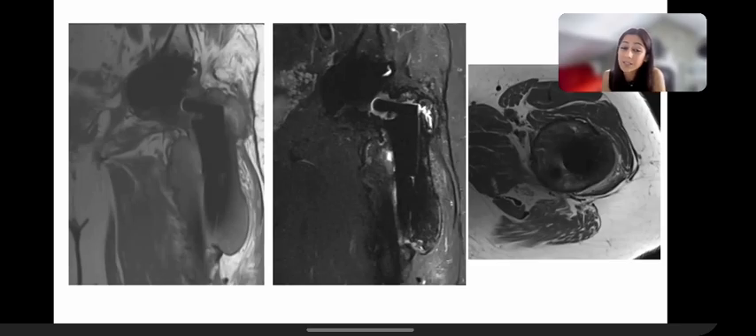So this is actually a pseudo tumor. This is a wear and tear response to the metallic debris, basically the implant. This was a granulomatous response to the underlying implant. This wasn't a tumoral process.